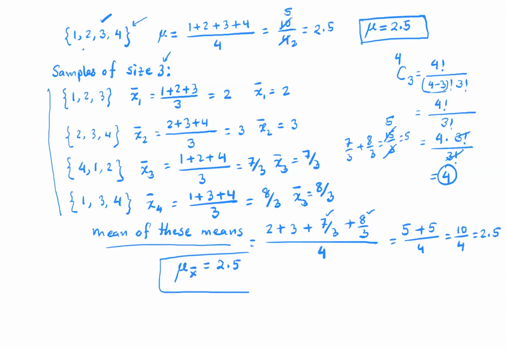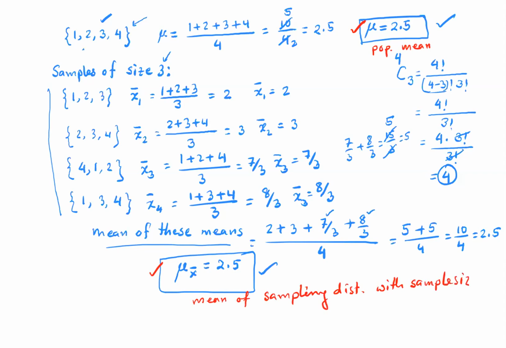Look at this number and look at that number. Let me use red so that you can see it. This was the population mean, right? And this is the mean of the sampling distribution with sample size 3. Now these two things are the same.